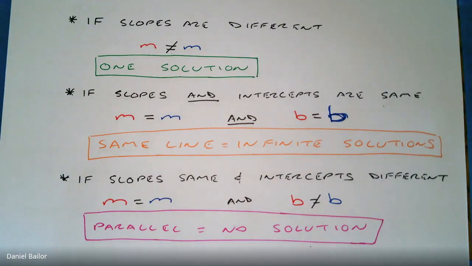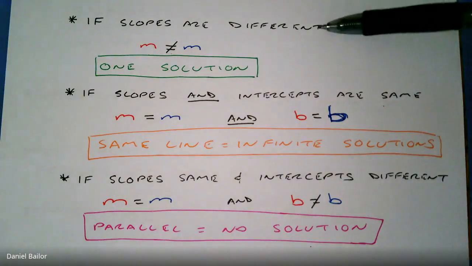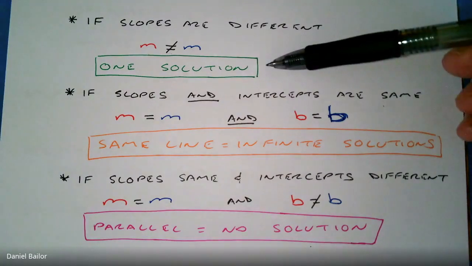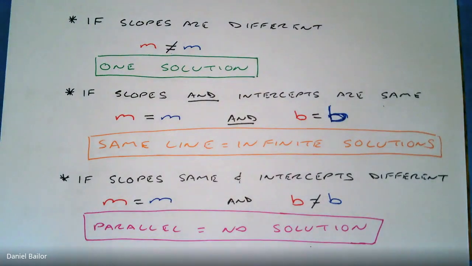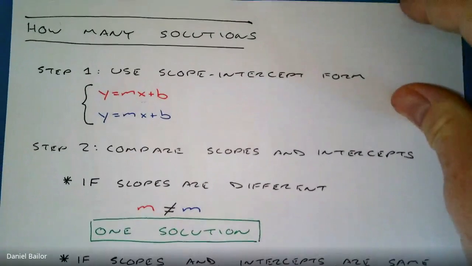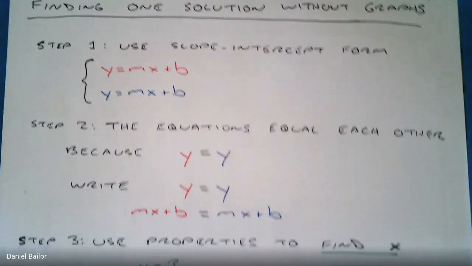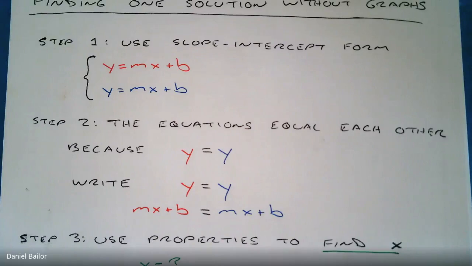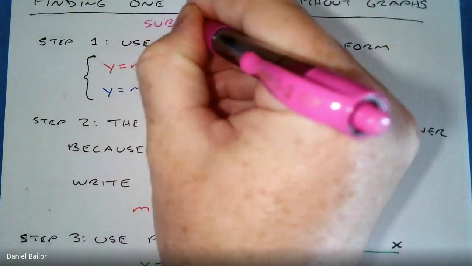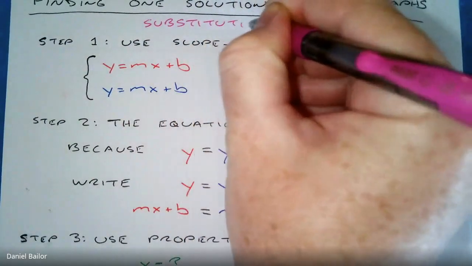One more thing I want to show you today. What happens if the slopes are different, you have one solution, and you want to find that solution? In lessons 24 and 25, you graphed to find the solution. But what if you don't want to graph? What if you want to find the solution mathematically? Well, that's where finding the solution without graphs comes in. This is the substitution method, the one we did in our vocabulary list.